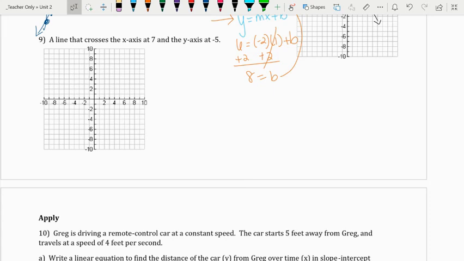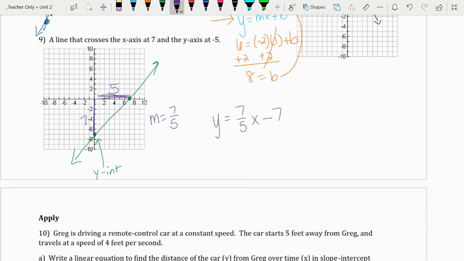Number 9 says a line that crosses the x-axis at 7 and the y-axis at negative 5. So I'm going to go ahead and plot those. We have the x-axis at 7 and the y-axis at negative 5. Now, if I know it goes through those 2 points, first off, I have the y-intercept, and I can find the slope by doing rise over run. This goes up 7, right 5. So my slope would be 7 over 5. So putting together, y equals mx plus.